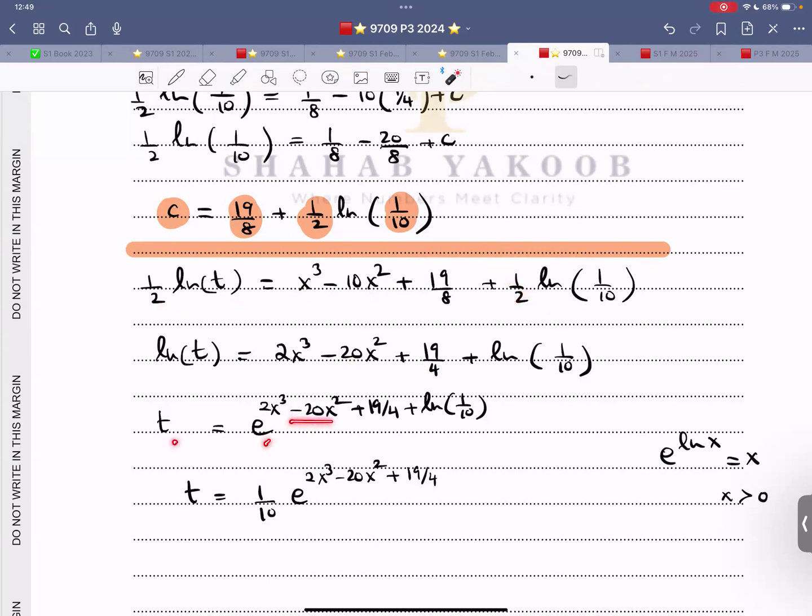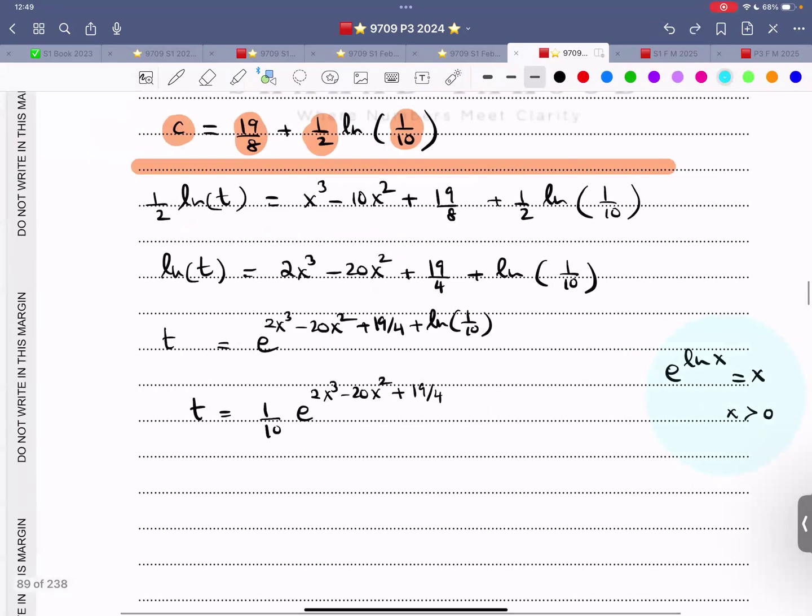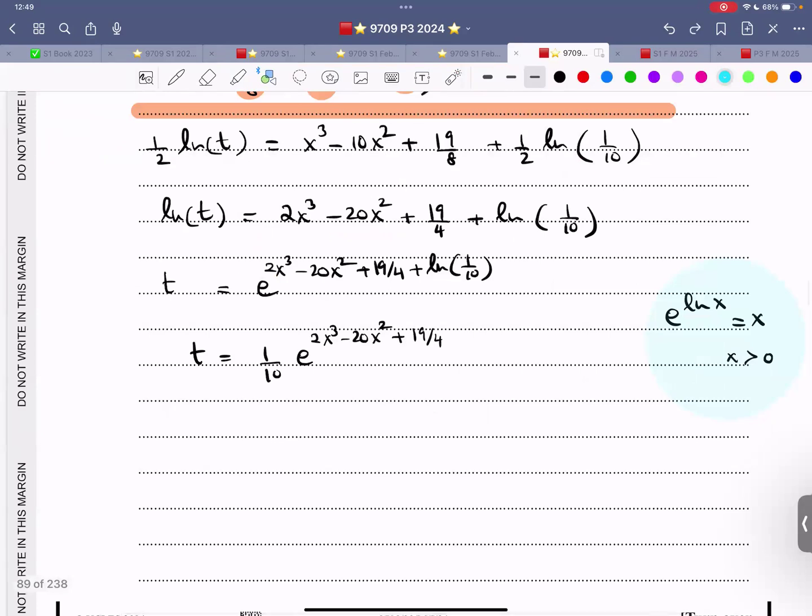Then t is e raised to power of this thing. This rule comes into action. A very, very important rule: e raised to power of ln x is x, provided x is greater than 0. So therefore, e raised to power of this thing is this.